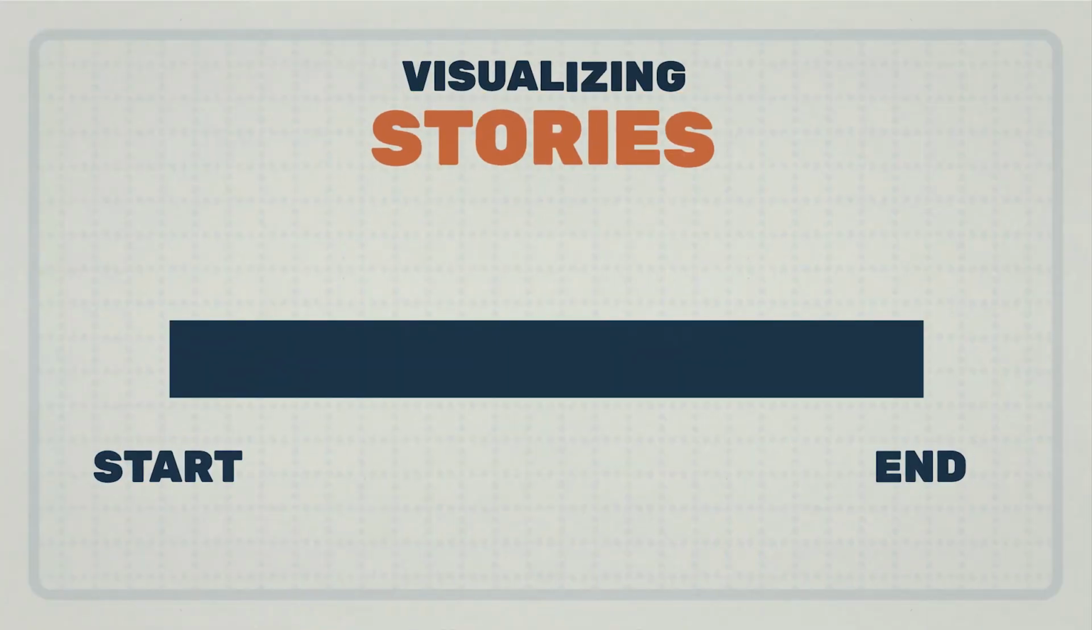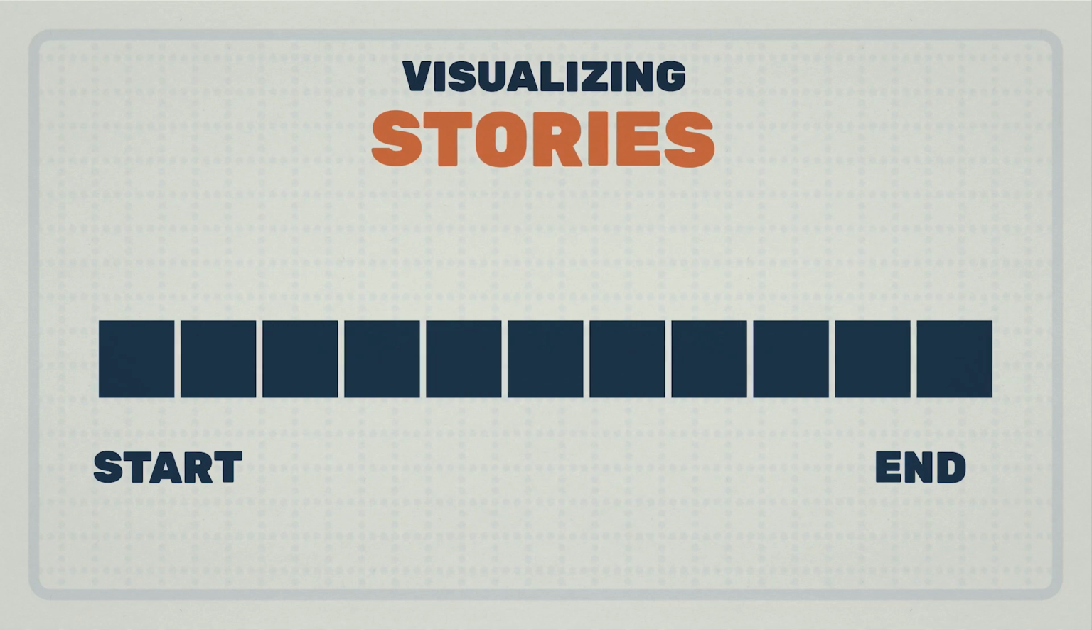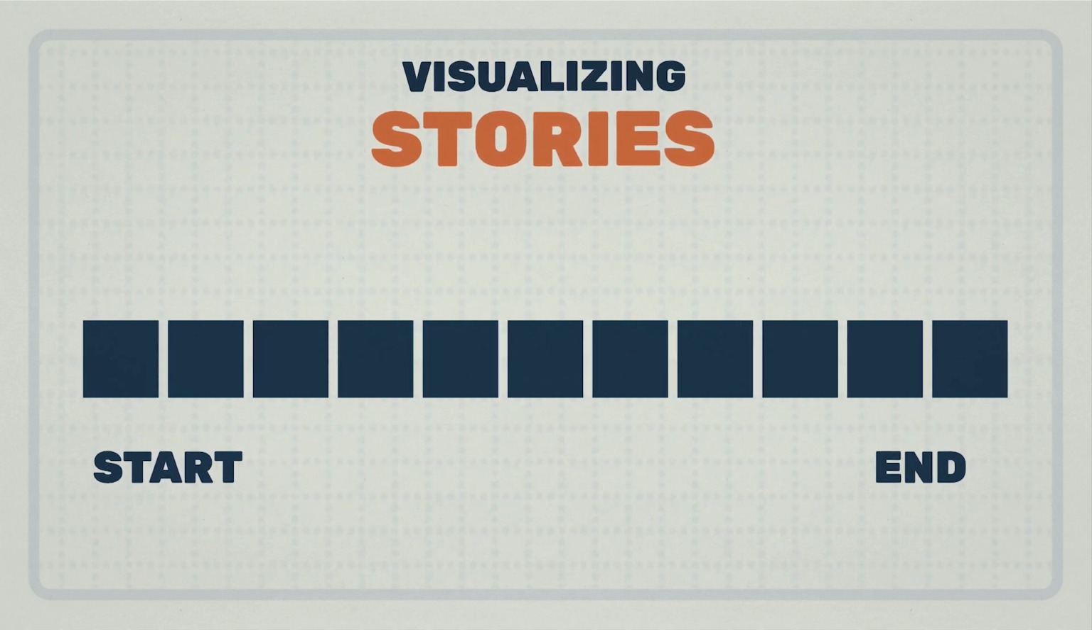You might think your story looks like this. But what if I told you it actually looked like this? And all those little squares are moments throughout your story that have important jobs. And missing those jobs can make your story feel slow, confusing, or anticlimactic.